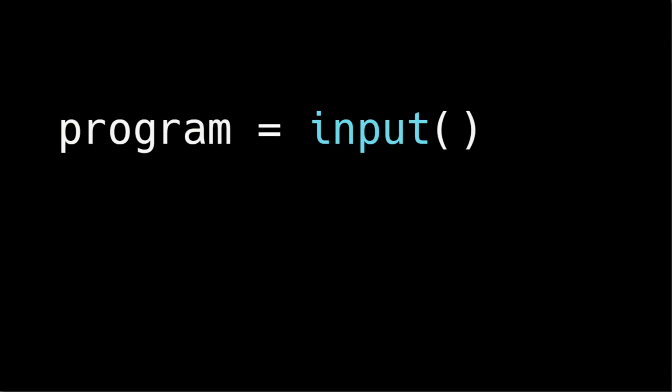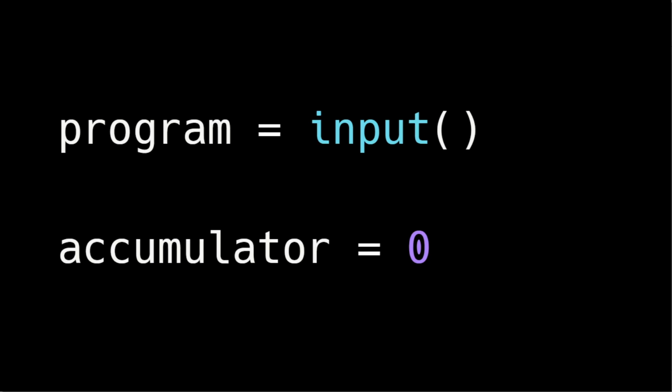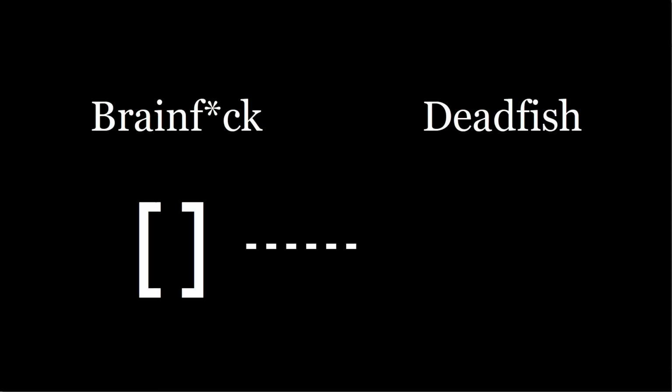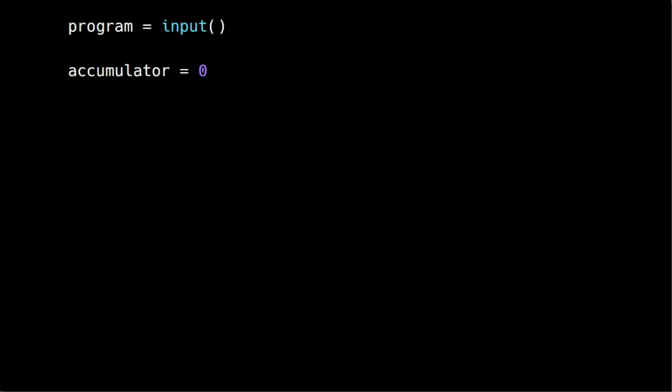And now, what are we going to need to run a Deadfish program? To start, there's the accumulator. And that's it. We don't need to store where we are in the program, since unlike in Brainf, Deadfish programs don't have any form of control flow. So we can just go through the program with a for loop.